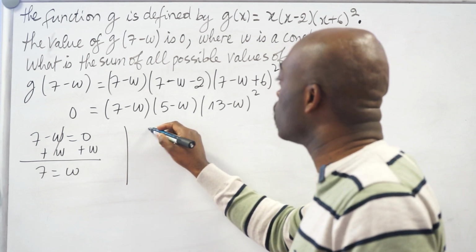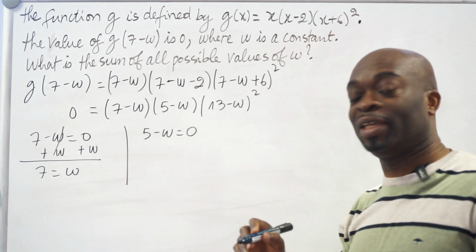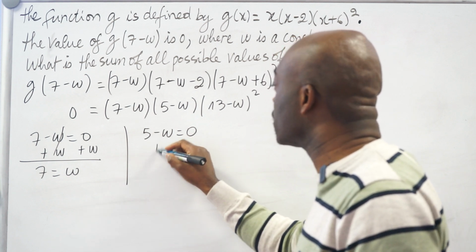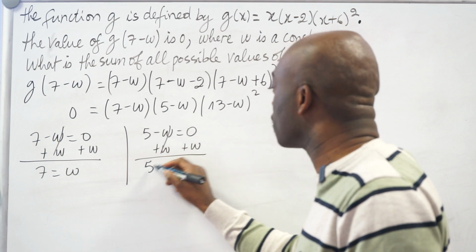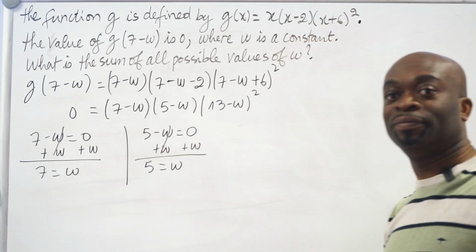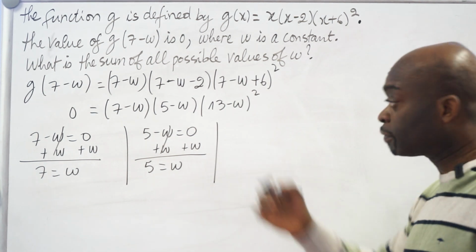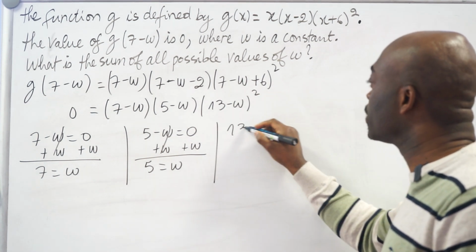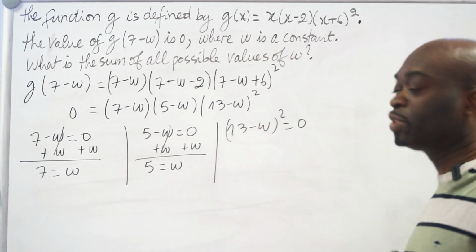And then we just go for the second one. So we have also 5 minus w equals 0. We can do just the same thing here, right? So this is going to give us plus w also, 5 equals w. All right? And then for the third one, we have 13 minus w, squared. So that will be 13 minus w, squared, also equals 0.